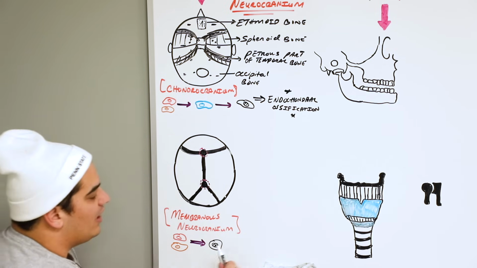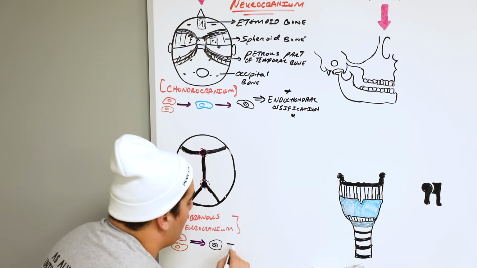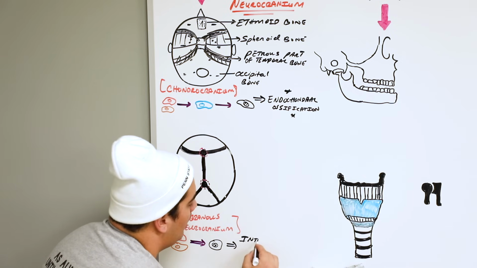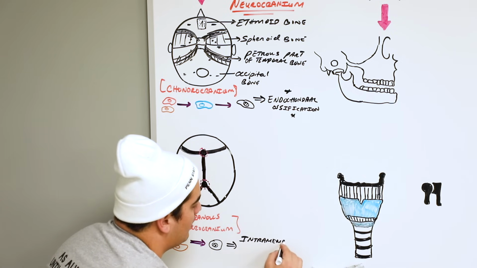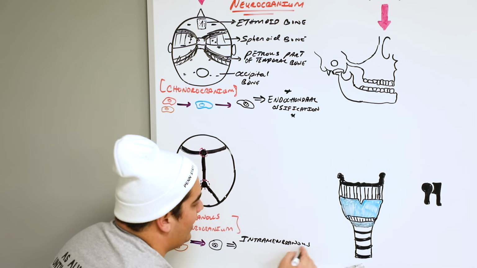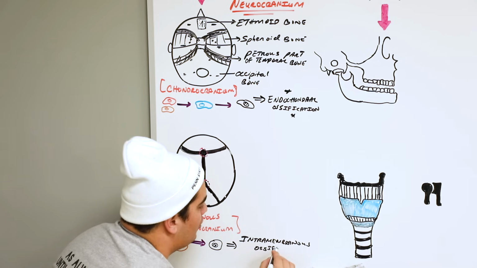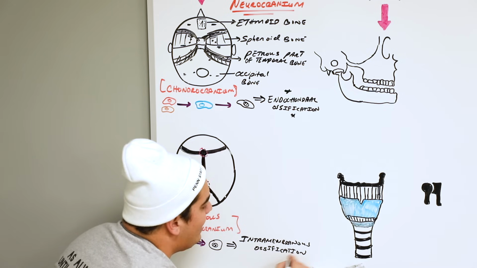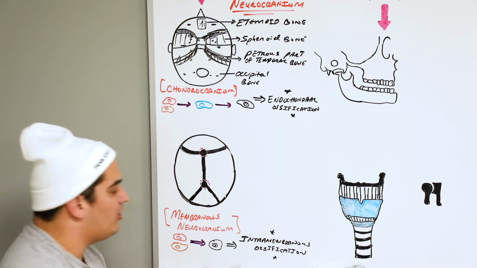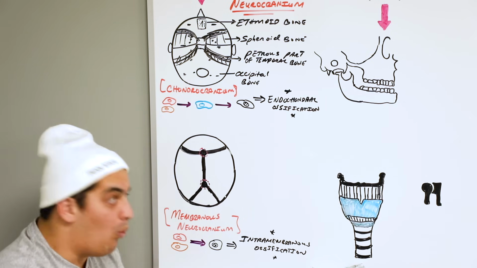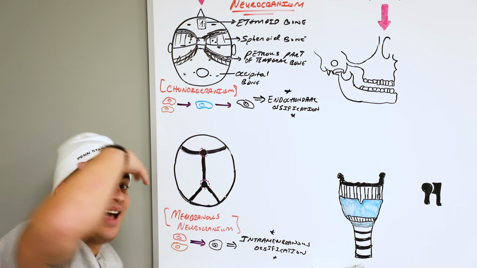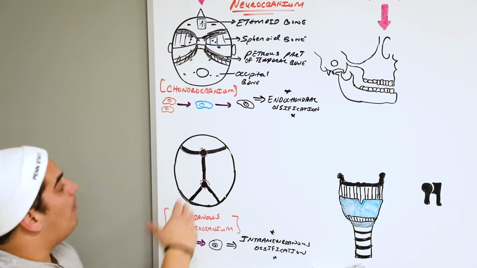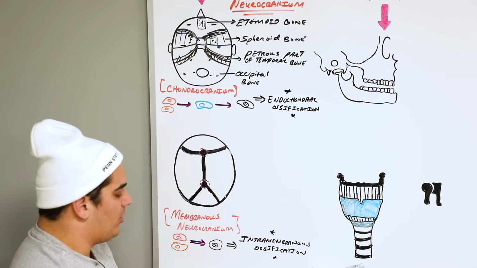This process here is called intramembranous ossification. Intramembranous ossification. And not many bones in the body are developed by this process. One of the few is the top of the skull. Now, what bones make up this? And then one last thing that we got to talk about.